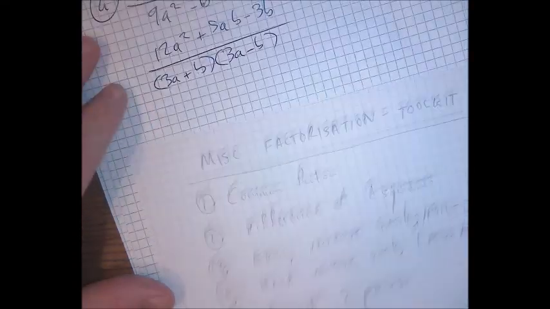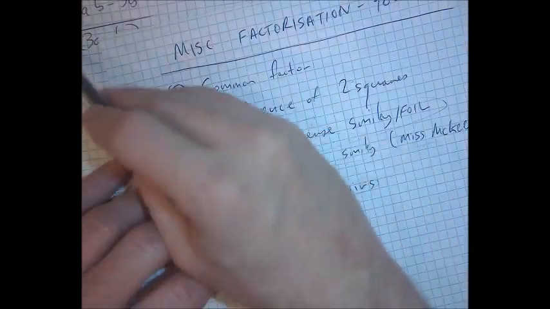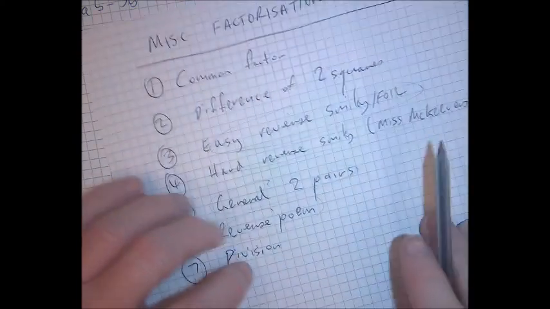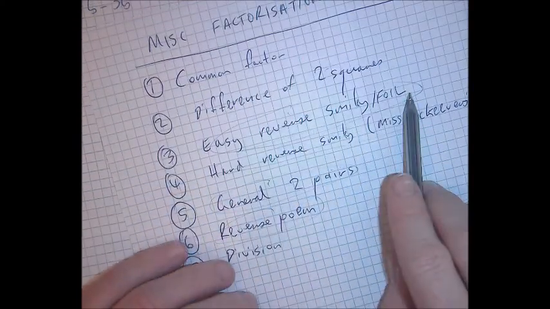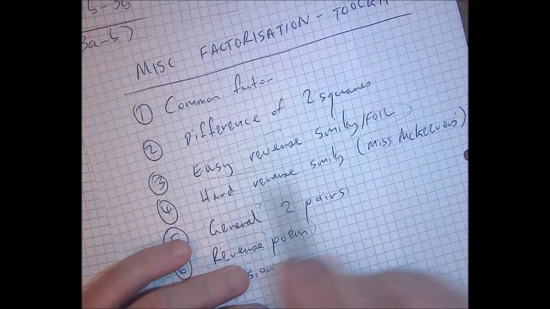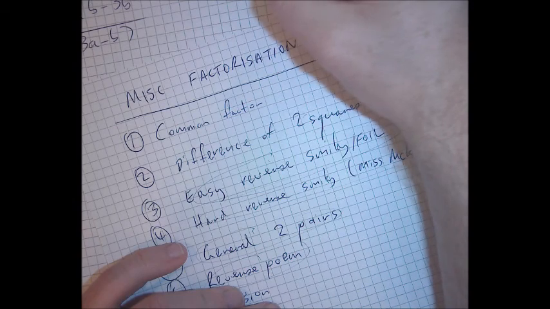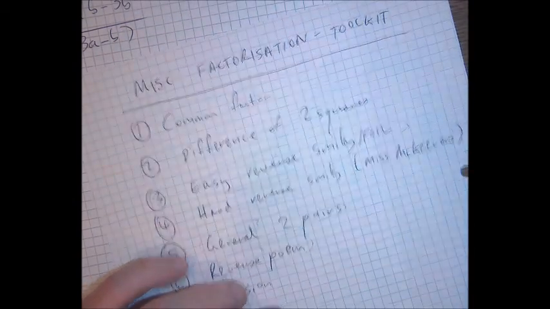Now let's tackle the top. Now, what could this be? There's no common factor. There's nothing common to all those three expressions. It's not difference of two squares. It's certainly not an easy reverse smiley FOIL. In general, hard reverse smileys look pretty straightforward. They look like this. Not anything as complicated as that.